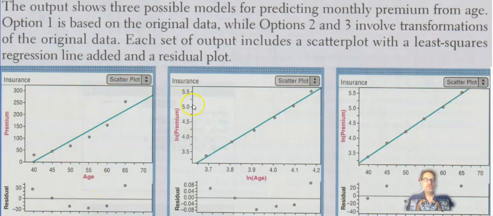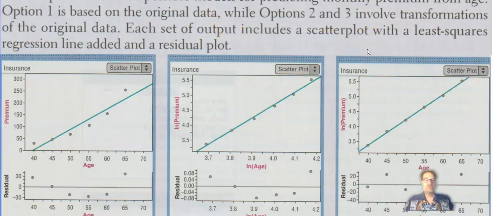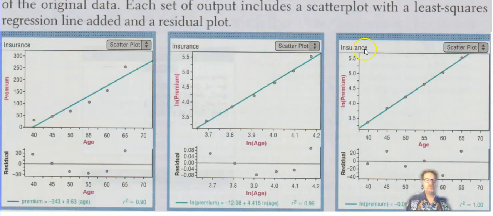So then we generated some outputs. The outputs are three possible models for predicting monthly premium from age. Option 1 is the original data, this option right here. Options 2 and 3 transform the original data. Each set of outputs includes a scatter plot with a least squares regression line added and a residual plot.